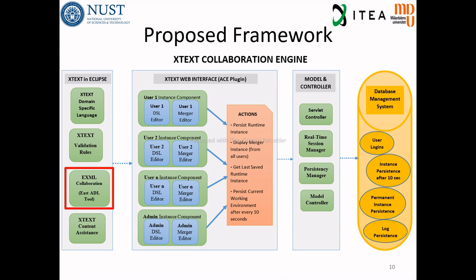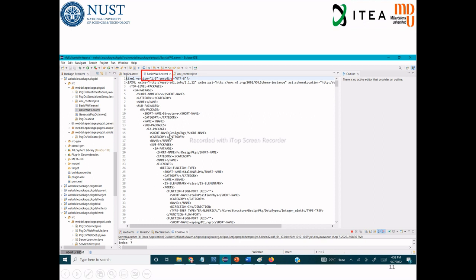Then we have EXML collaboration via the East ADL tool. So basically we have used this basic www3.exml file. It has all the information that is required for our Volvo case study, and we have used this for managing our content assist in our web based interface, where the content assist gets all the information from this XML file and displays that information as a content assist drop down menu.